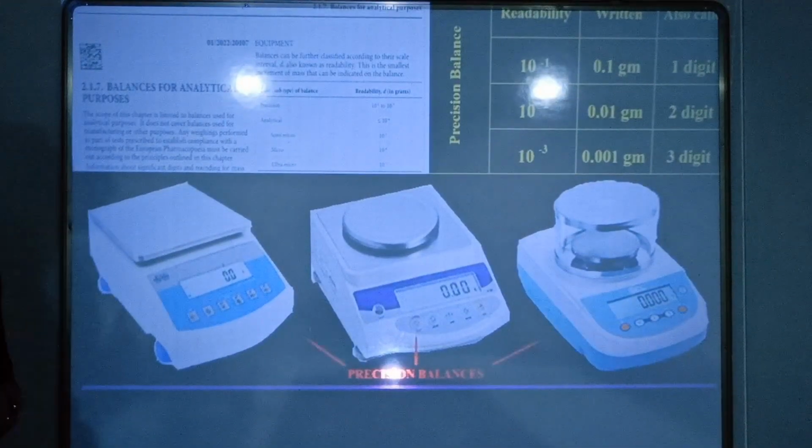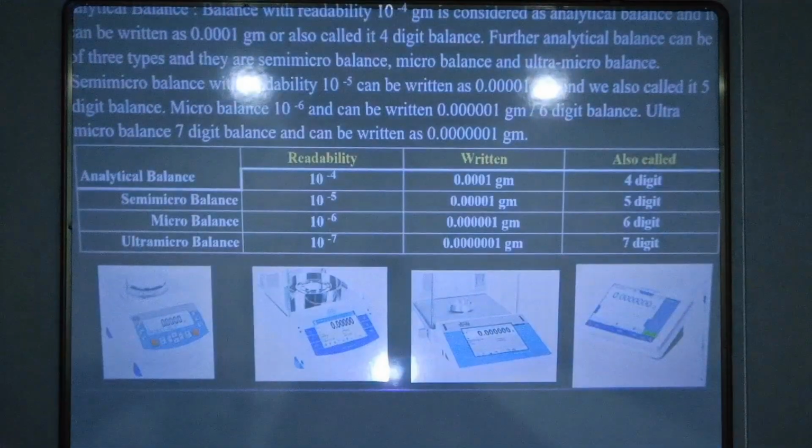Now, analytical balance. If a balance has readability 10 raised to power minus 4, then it is considered an analytical balance and it can be written 0.0001 gram and we call it a 4-digit balance. Further, analytical balance can be of three types and those are semi-microbalance, microbalance and ultra-microbalance.